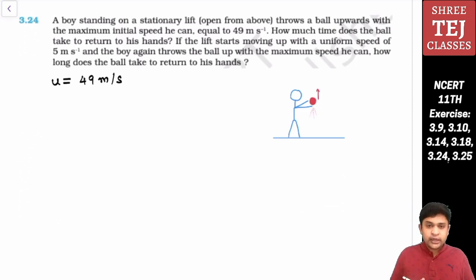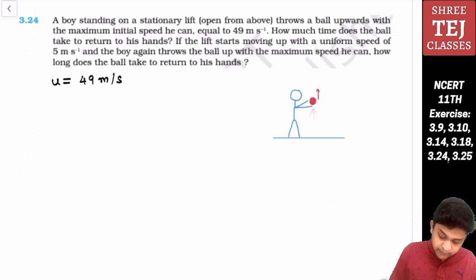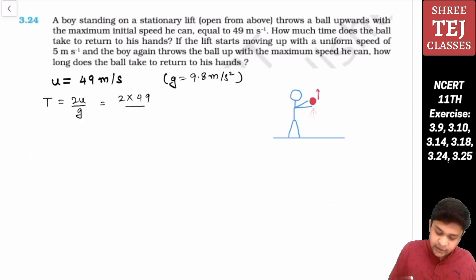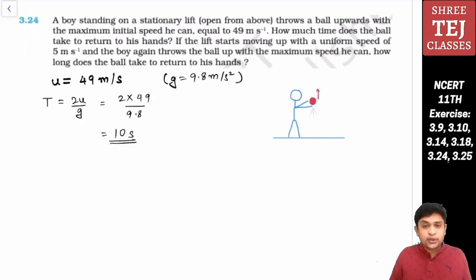So we know total time taken by the ball to return would be, we are assuming g is 9.8 meter per second square. So total time taken will be 2u by g, which is 2 into 49 upon 9.8, which is simply 10 seconds. Now the next part of the question is, if the lift starts moving up with uniform speed of 5 meter per second and the boy throws again with maximum speed he can, how long does the ball take?